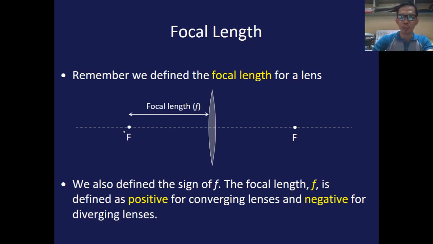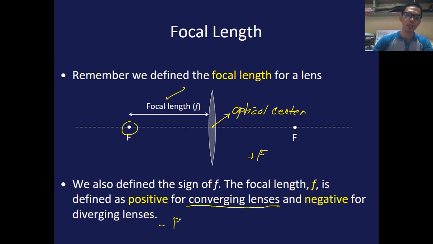So this is a sort of review. If you recall the focal length, this is the distance from the focus or the focal point to the center of your lens, which is the optical center. The distance between the focal point and the optical center is called the focal length. The sign of the focal length depends on what kind of lens you are using. A converging lens has a positive focal length. A negative focal length is for a diverging lens. We will summarize this so that you can look up the convention usually used in this lens equation every time you compute.